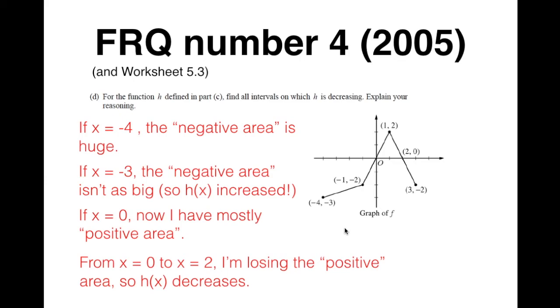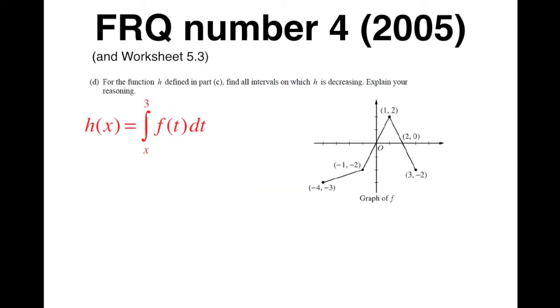This kind of explanation would not be good enough for AP Calculus, so even though we found the answer, it's from x equals 0 to 2, I'm going to redo question D with more AP Calc style answers. So h of x is defined as the integral from x to 3 of f of t dt, which, by using the properties of integral, I can switch the limits. It's the integral from 3 to x, and I have to add a negative sign.